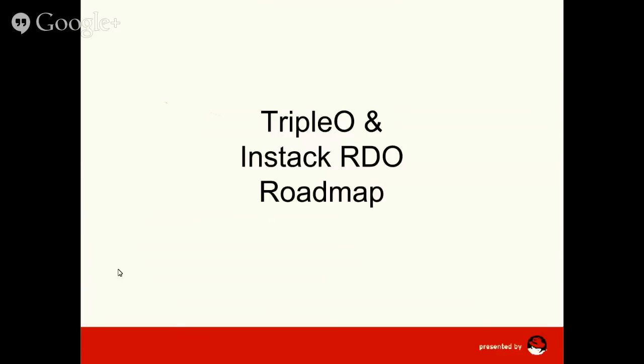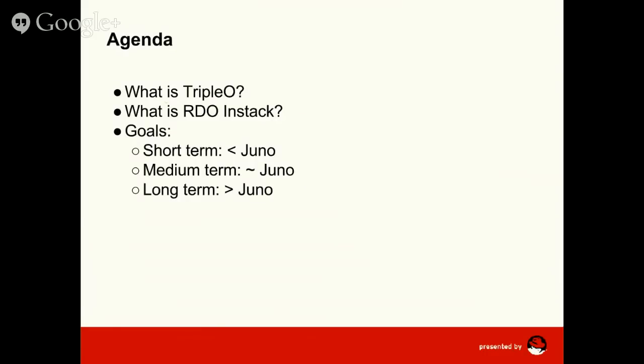So my name's Charles Crouch. I'm an engineering manager at Red Hat, and I'm going to spend a few minutes today talking a little bit in more detail about TripleO and also its relation to RDO and some of the roadmap items that we're looking at. So I'll go in and just reiterate some of the points that Hugh made around what is TripleO, and also define the Instack project, and then we'll go through the goals for some of the upcoming releases.